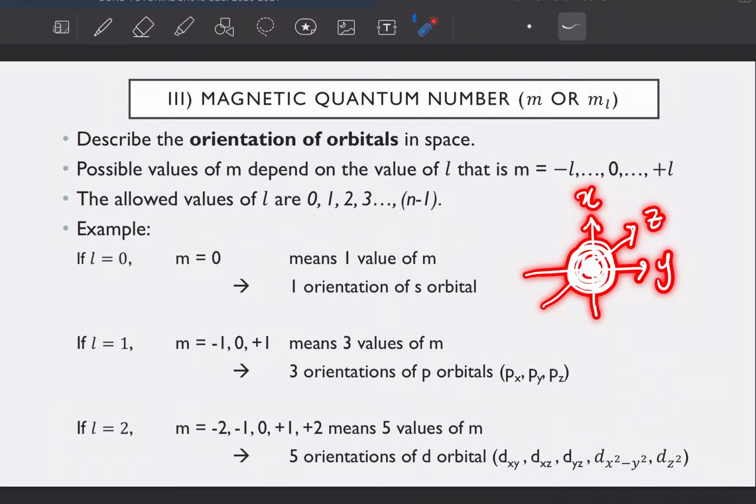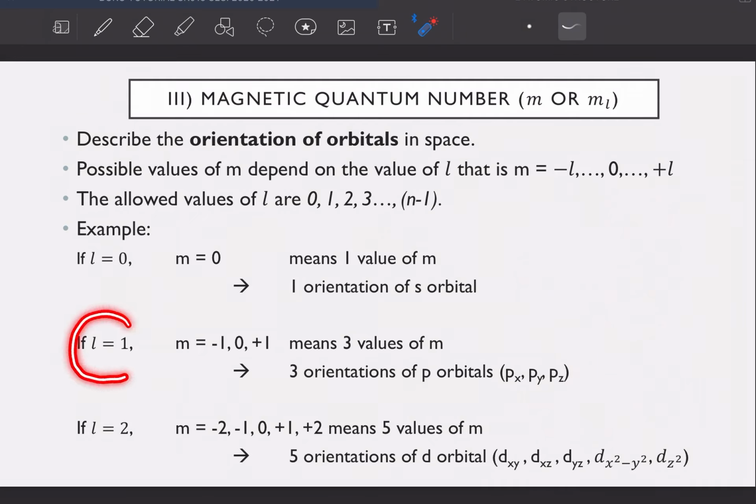So kalau awak tukar-tukar pun awak punya axis, let's say macam ni, saya tukar Z, Y, X, okay, awak pusingkan awak punya, awak letak the same thing, it is still the same. Okay, it is still the same. So awak punya S orbital tu, it only has one orientation. Okay, kedudukan dia in space.